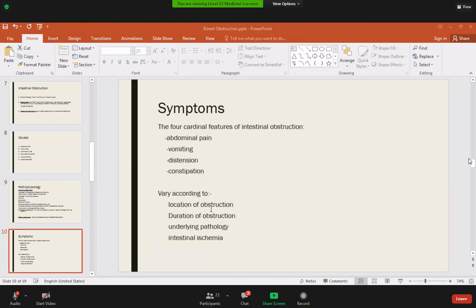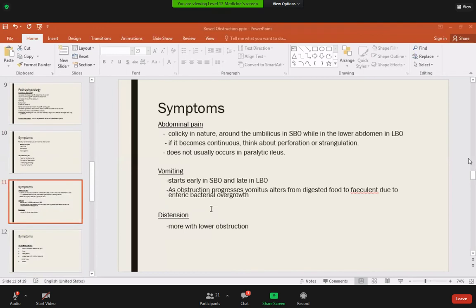So the four cardinal symptoms are abdominal pain, vomiting, distension, and constipation, and they vary according to the location, the duration, the underlying pathology, and the presence of ischemia. If ischemia is there, then the symptoms also vary. So again, just the repetition: abdominal pain is colicky in nature.